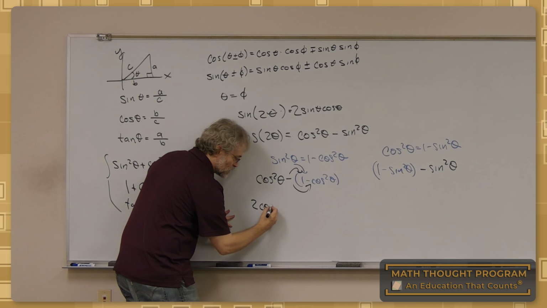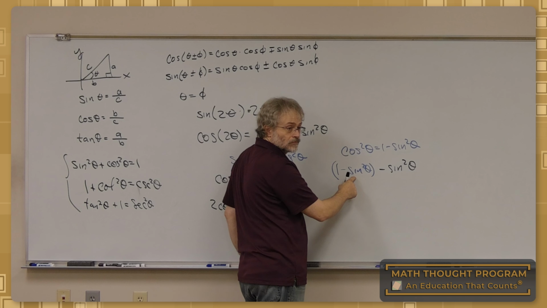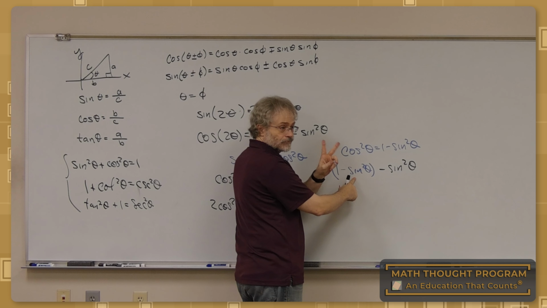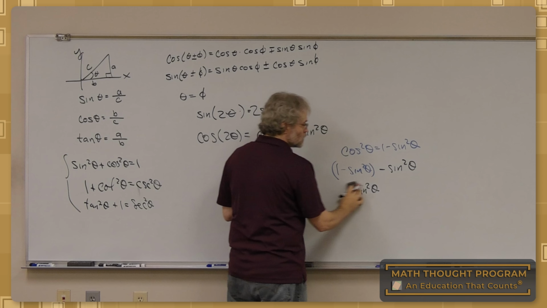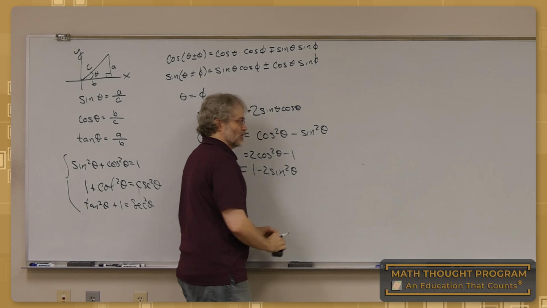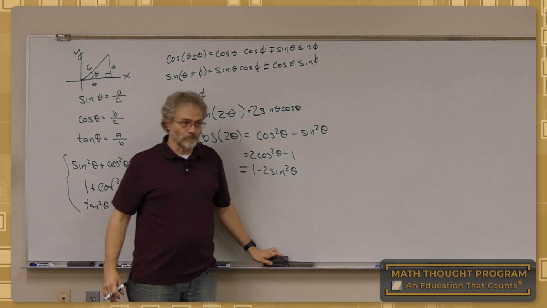And over here, I'm left with 1 minus. How many sine squareds do I have? 2 of them. So yes, cosine 2 theta does equal cosine squared minus sine squared. But guys, it also equals 2 cosine squared theta minus 1, and 1 minus 2 sine squared theta. And those two additional identities, they're also really, really important.